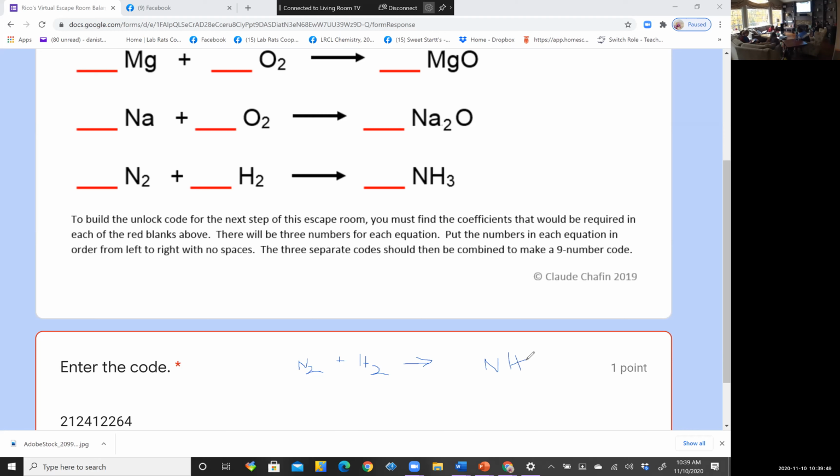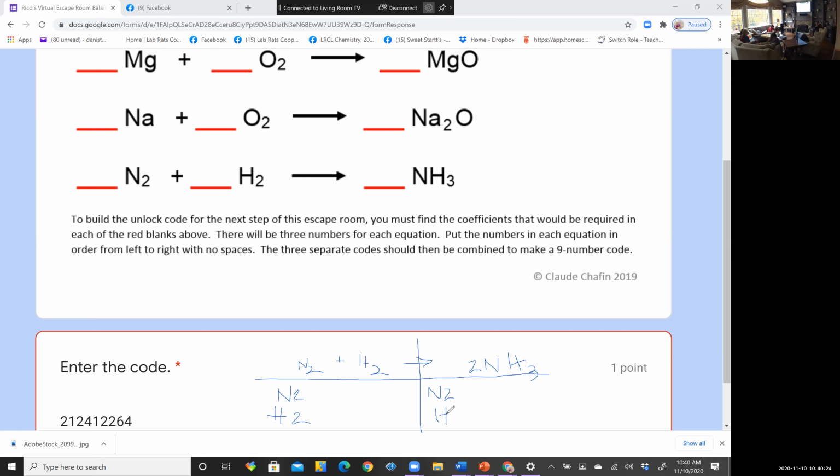NH3, right? Okay, so the next thing we do is this. How many nitrogens do we have? 2. How many nitrogens do we have over here? We only have 1. So if we needed to have 2, then we're going to have to put the 2 here, right? How many hydrogens do we have? 1, 3, 2. We have 2, right? Yes. How many hydrogens do we have over here?